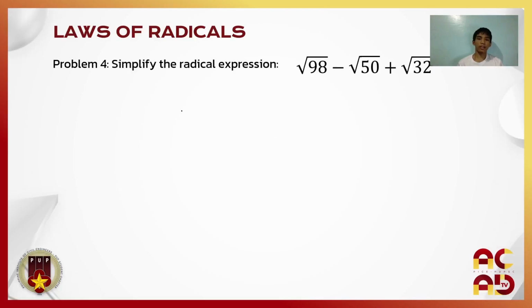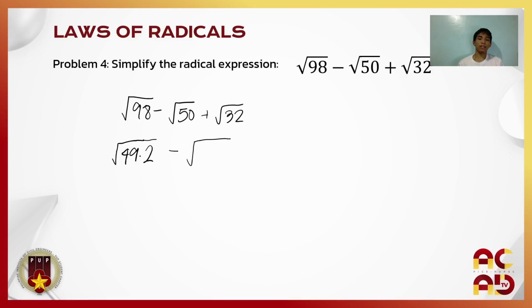Next, the square root of 98 minus the square root of 50 plus the square root of 32. So, mapapansin natin, itong mga numbers na ito ay hindi perfect squares, but meron silang factors na perfect square. So, ano bang factor ng 98 na perfect square? That is 49. So, 98 can be written as 49 times 2.